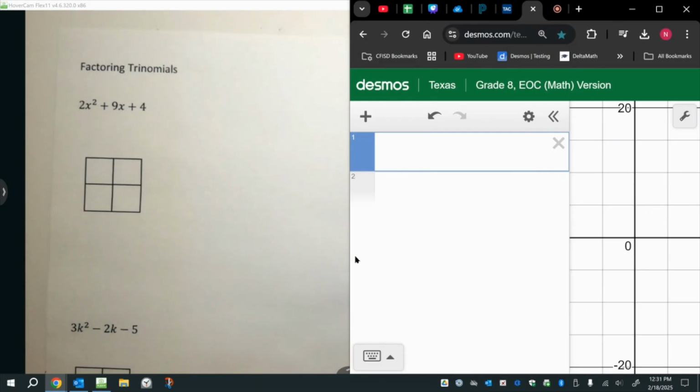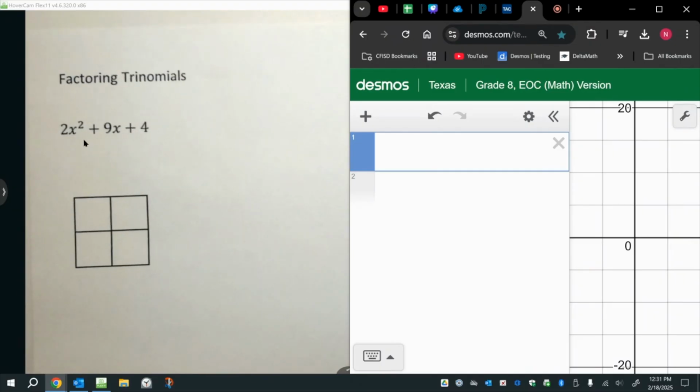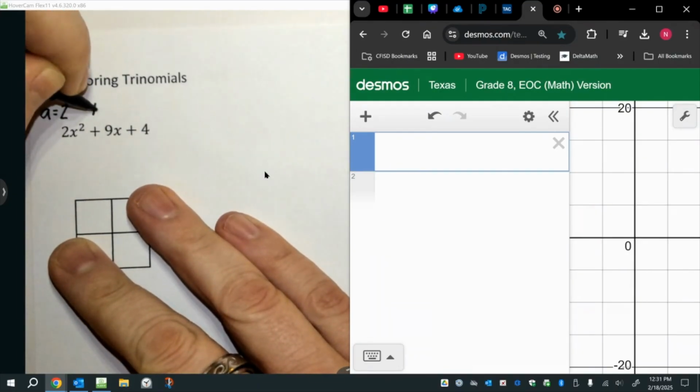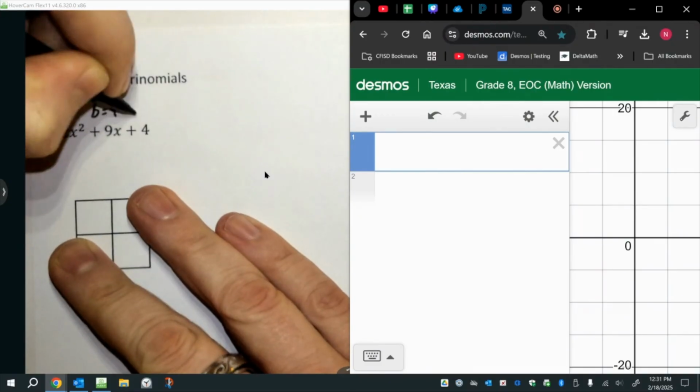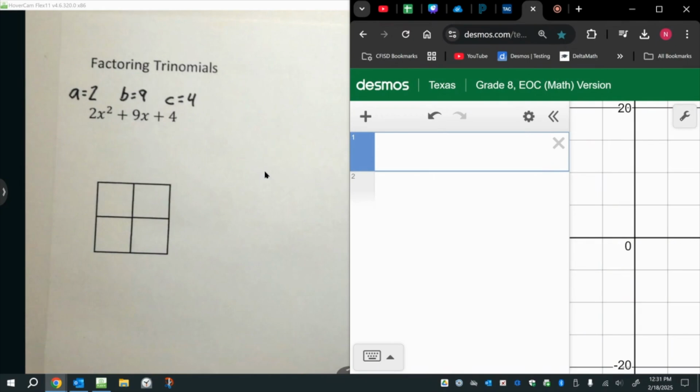So here's what we're looking at. We've got a trinomial. That's right, that's three terms, 1, 2, 3. And the first one, we're going to label him A. He's 2. B, he's 9. C, that's right, he's 4.